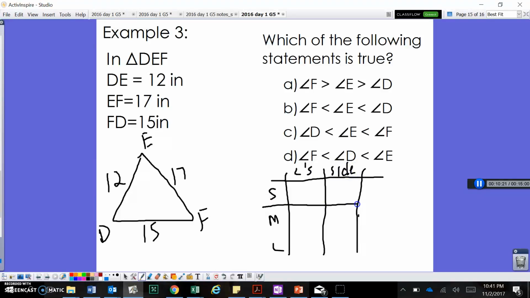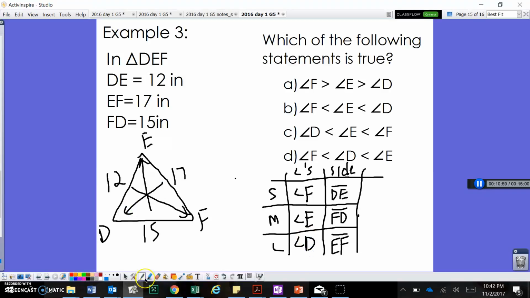So the smallest side is DE, and that corresponds with angle F. We have our medium, which is 15, or FD, and that corresponds with angle E. And our last side is EF, and that corresponds with angle D.